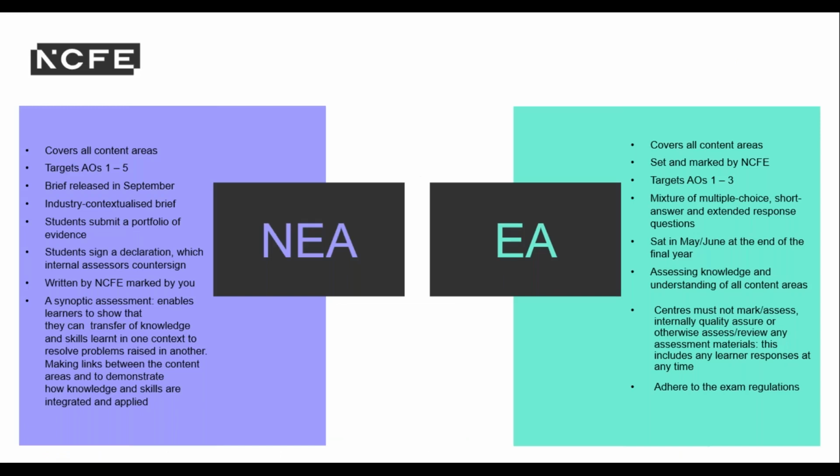A recap on the non-exam assessment and the exam assessment key points. The NEA covers assessment objectives 1 to 5 and the EA covers assessment objectives 1 to 3. The NEA is released in September, but as I said before, must be completed by the end of April, and the EA is sat in May-June time.